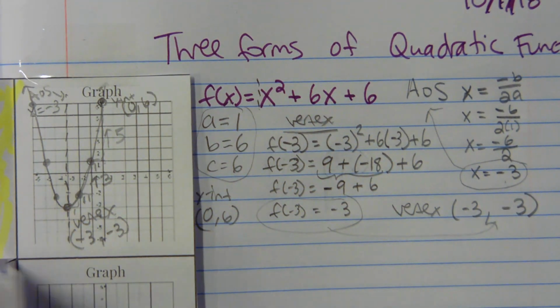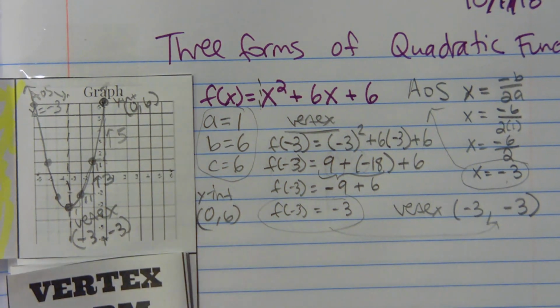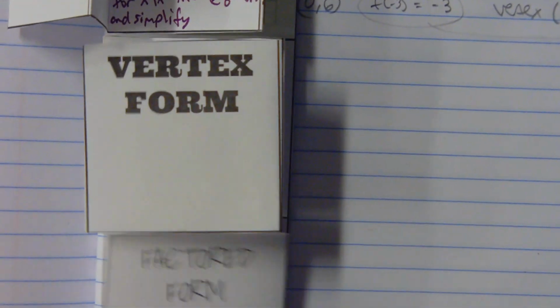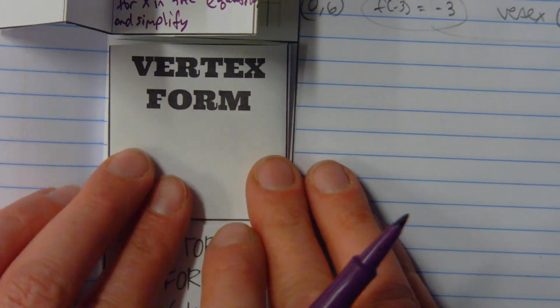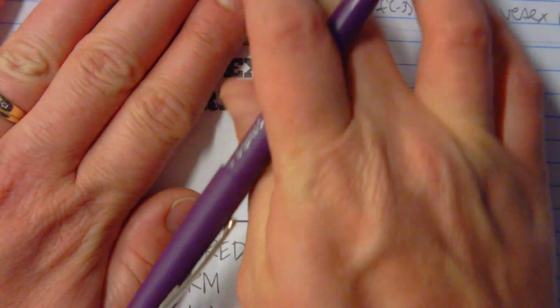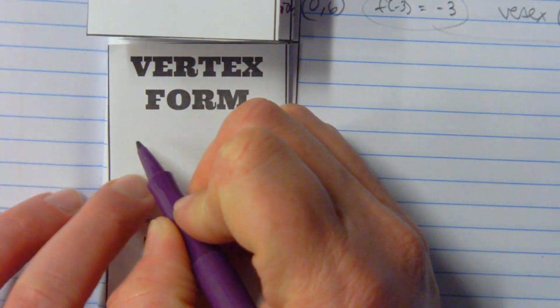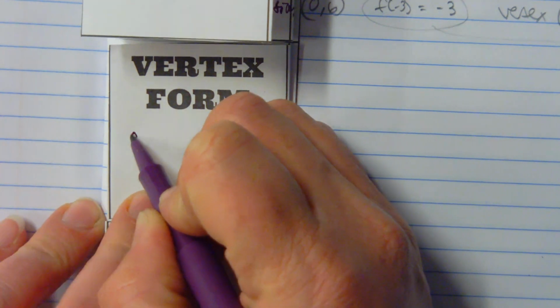So we're going to do vertex form now. Vertex form is what you've been exploring in my class, where you were trying to see what the shifts are by adding or subtracting one inside the parentheses or outside the parentheses. So vertex form, we're going to formalize it right now for you.